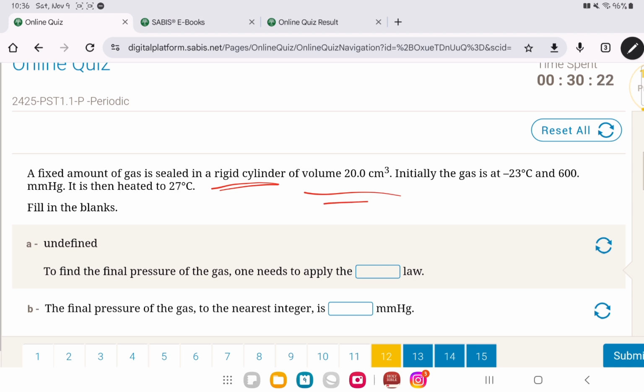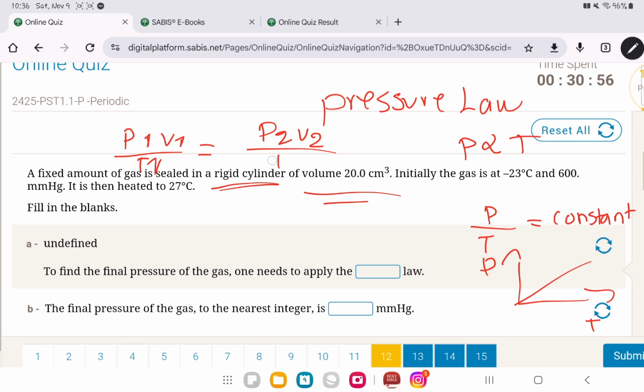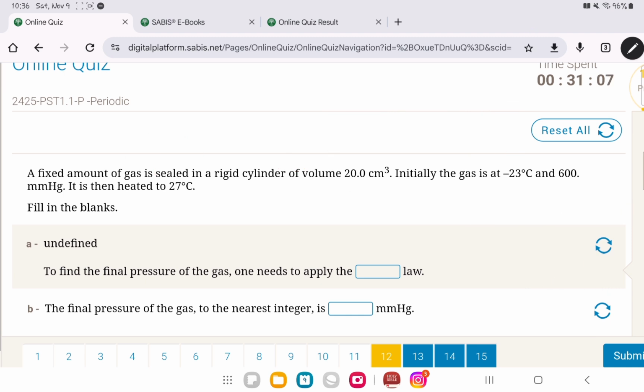If the volume remains constant, then we are talking about what? About the pressure law. Pressure law states that pressure is directly proportional to temperature, so then P over T is a constant, and when you graph it, it is a straight line passing through the origin. Our equation is going to be P1 V1 over T1 is equal to P2 V2 over T2. We're going to cancel the volume because it is constant. So now we have discussed the pressure law.